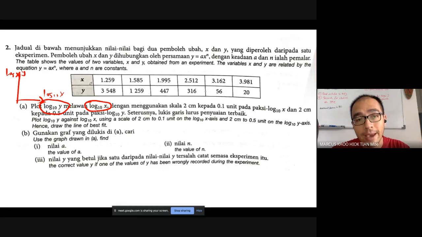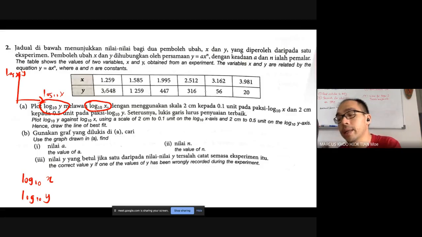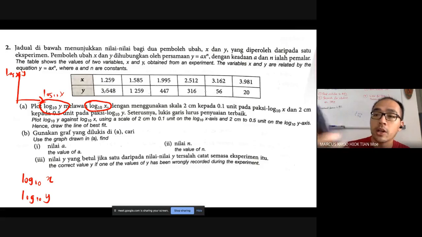But the problem is we have x and y only, which means that we have to create a new table. We have to change x to log 10x, and then we have to change y to log 10y. So if x is 1.259, then what you do is you have to press log 1.259. Log 1.259, according to your calculator, is a very simple process. Just press log and 1.259.